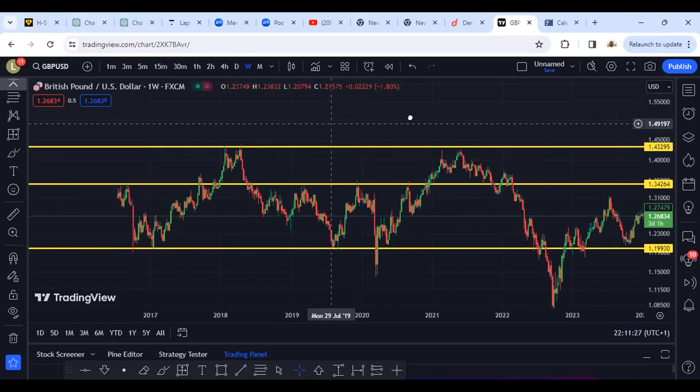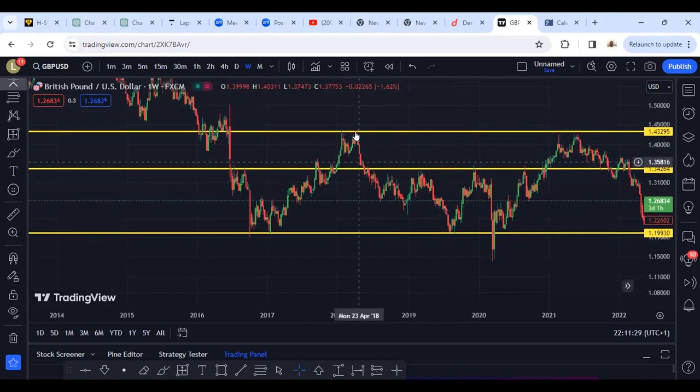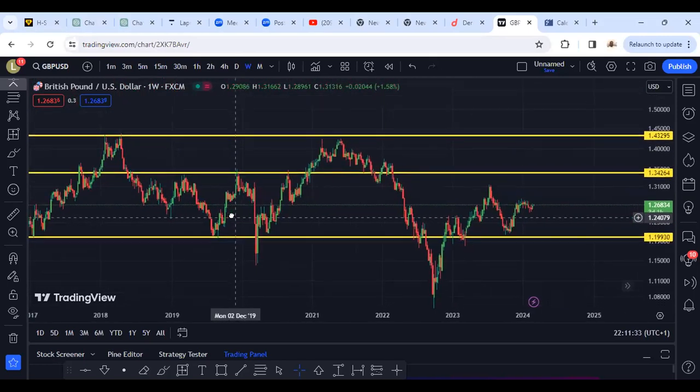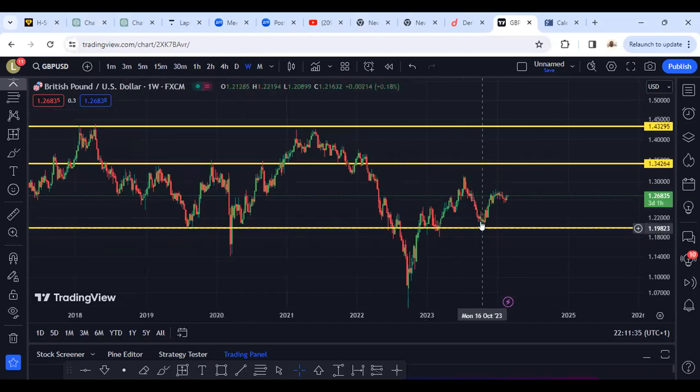Now look at it here. Even with the weekly time frame, price is respecting these zones. These are places you need to take note of. Like here, this was October 16, 2023. Price got to this point. It was on a monthly time frame, remember? Now, price is approaching this place again.